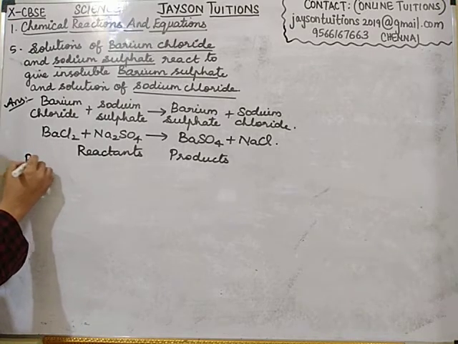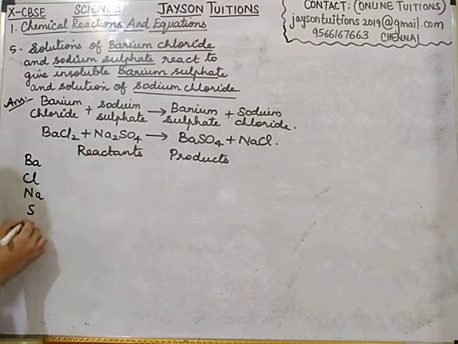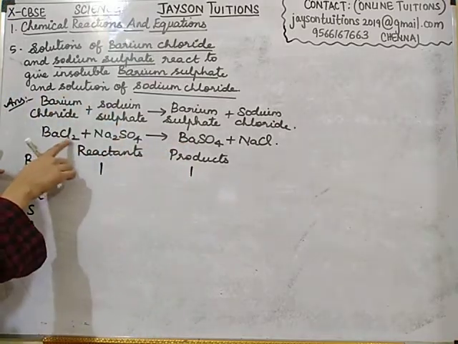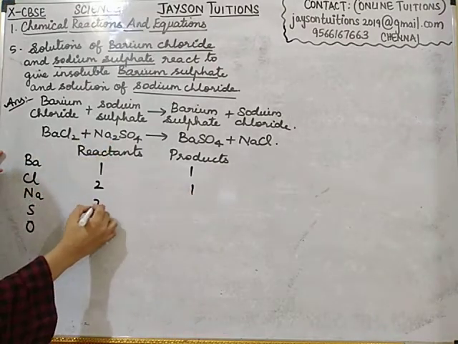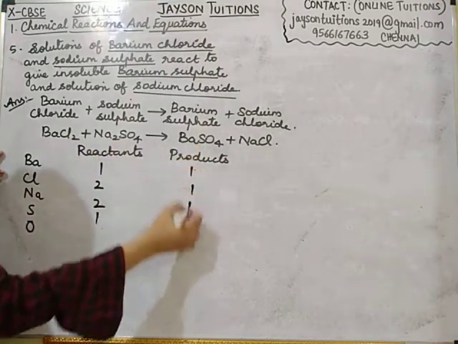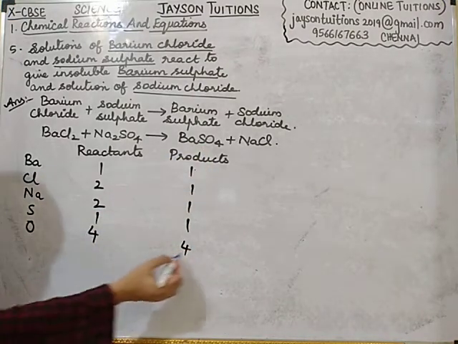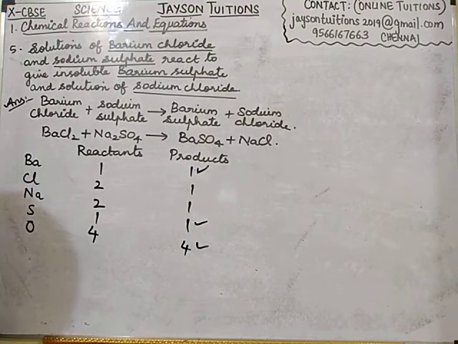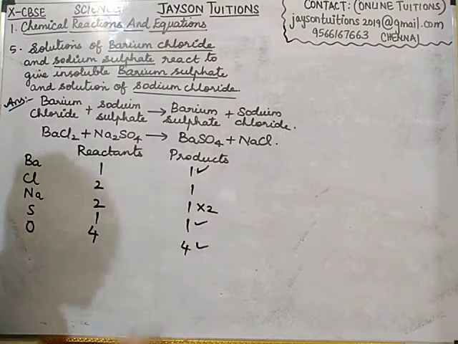Okay, so Ba, Cl, Na, S and O. So how many Ba is here? 1. This side also it is 1. Chlorine, here it is 2. Here it is 1. Okay, sodium, here it is 2. Here it is 1. Sulfur, here it is 1. Here also it is 1. Oxygen, here it is 4. Here also it is 4. So as you can see, this and this is already balanced. Only sodium and chlorine is not balanced. Both are having the same number 2. So any one you multiply by 2.